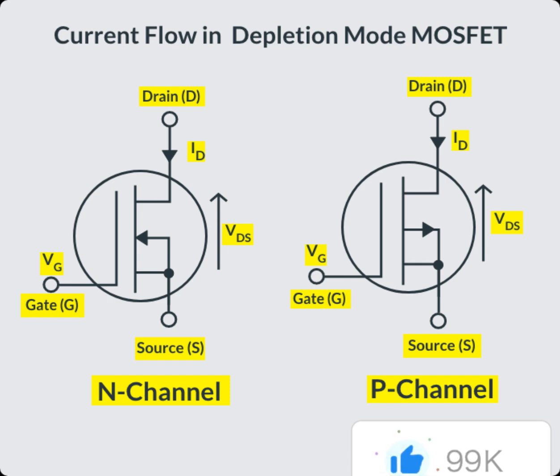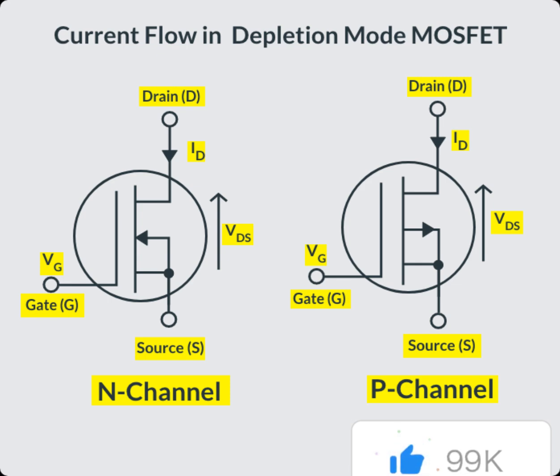The P-channel MOSFET. In the P-channel MOSFET, drain and source are heavily doped P-positive regions, and the substrate is N-type. The current flows due to the flow of positive charge holes, and that's why it's known as a P-channel MOSFET.